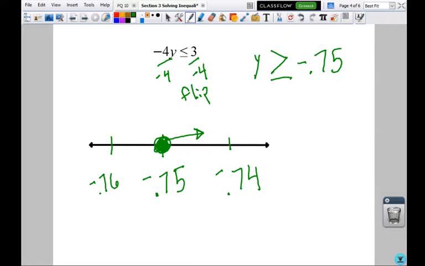Alright, so I'm going to put my circle at -0.75. I'm going to fill it in because I have the or equal to line. And my arrow is really pointing right because this is my answer right here.